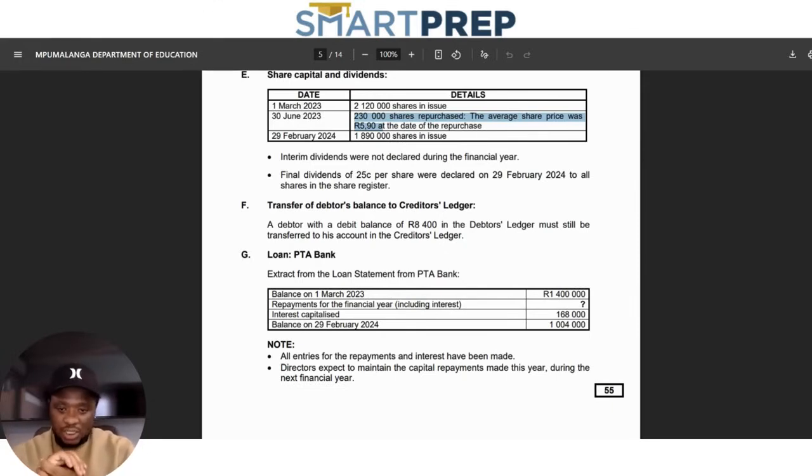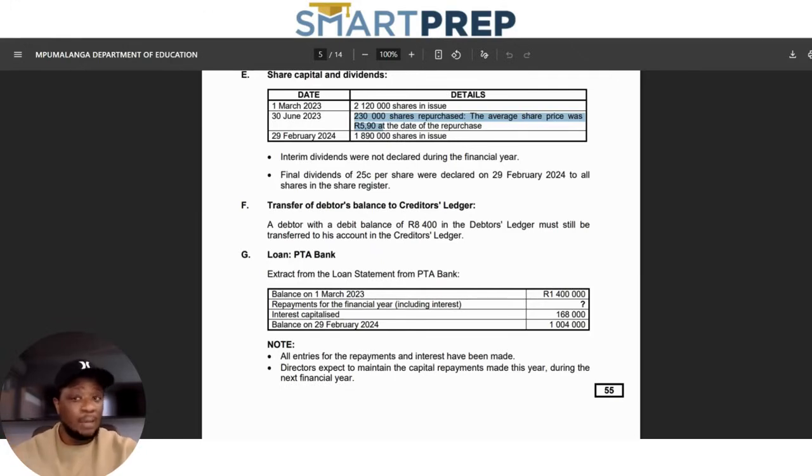They said all entries for repayments and interest have been made. It says directors expect to maintain the capital repayments made this year. So whatever capital repayment we made this year, the same applies in the next year. The capital balance of our loan at the beginning of the year, 1,400,000. Capital balance at the end of the year, 1,004,000. Difference between the two, 396,000.